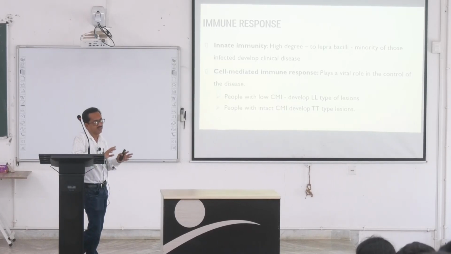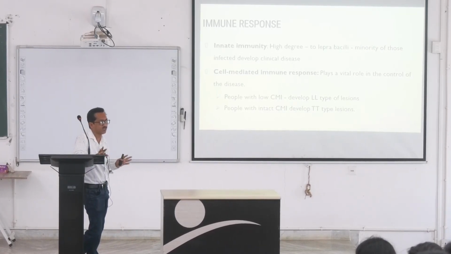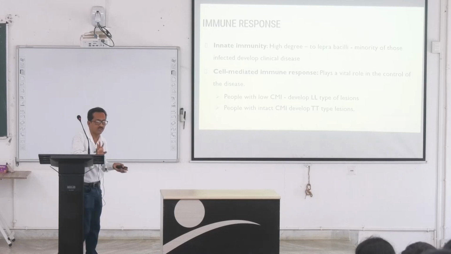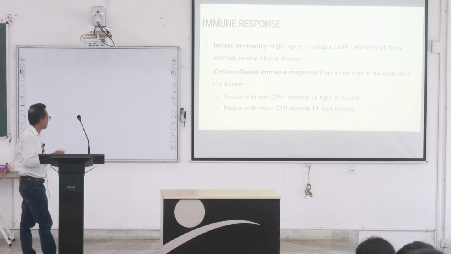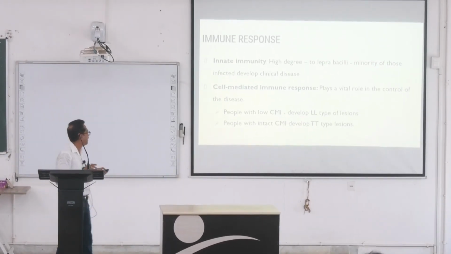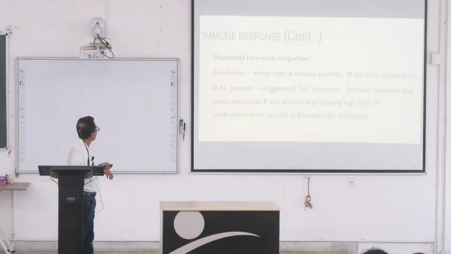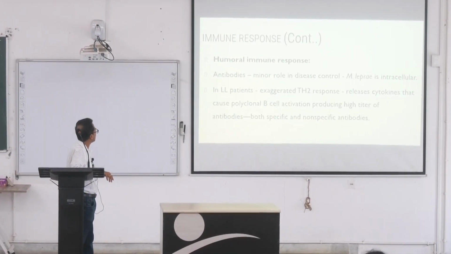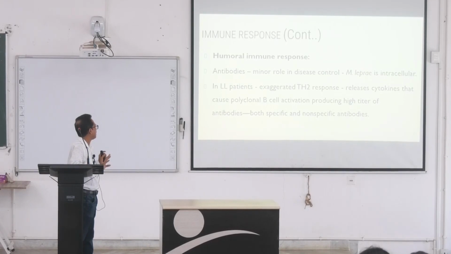People with low CMI, that is lepromatous type of leprosy, have a poorer prognosis than the tubercular type. So, CMI or cell-mediated immunity. Humoral immune response, antibody, has a minor role in disease control as Mycobacterium leprae is intracellular.